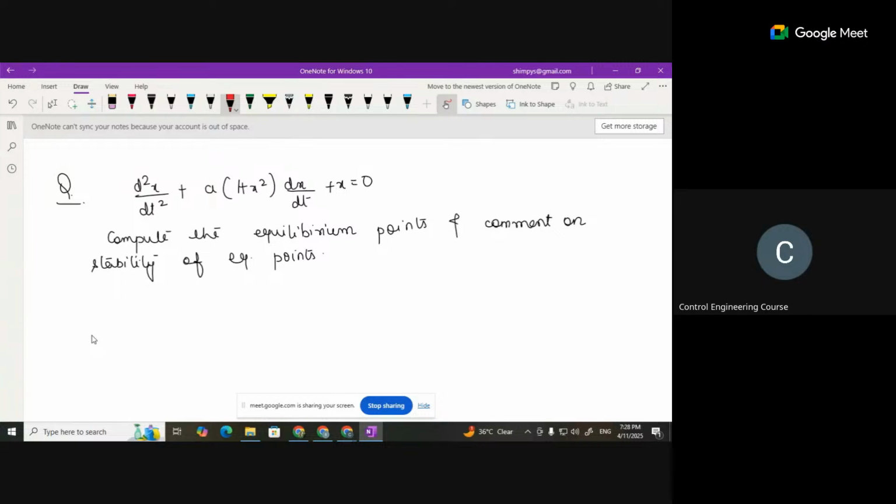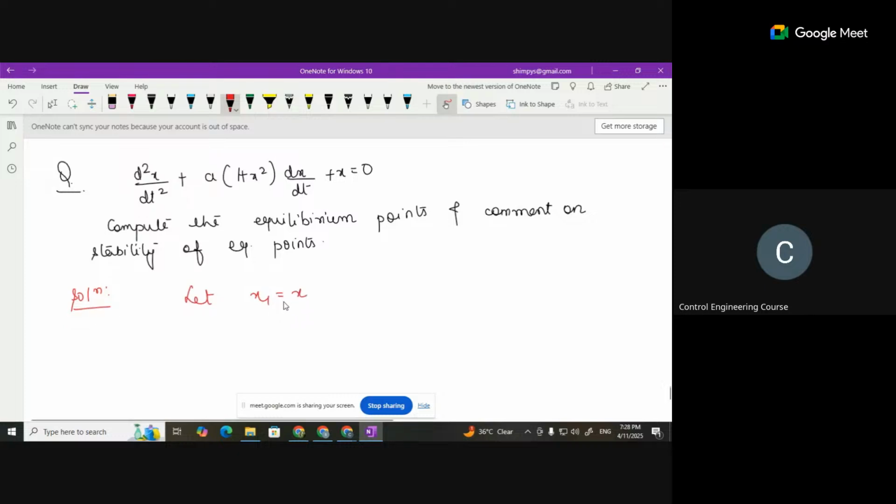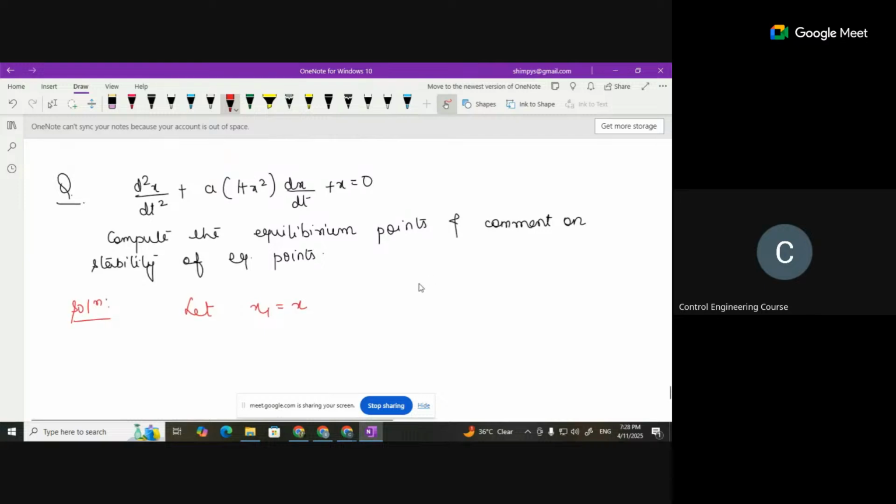We can first find the equilibrium point. You write the state equations first. Okay, first we have to write down the state equations, then we have to find out the equilibrium points. Okay, let us start. So let x1 is equal to x, and I can say x2 equals d by dt of x, right?